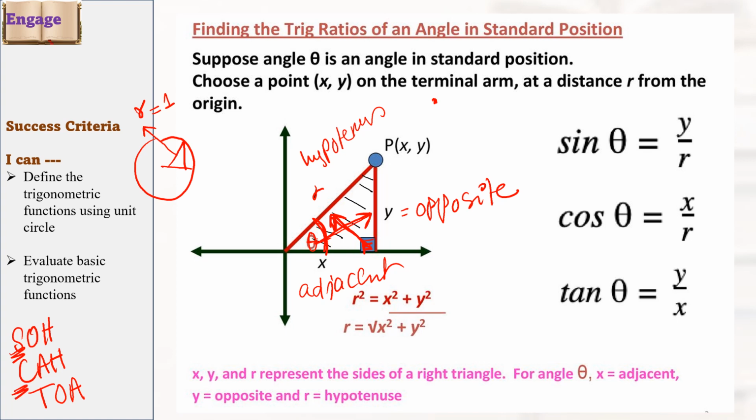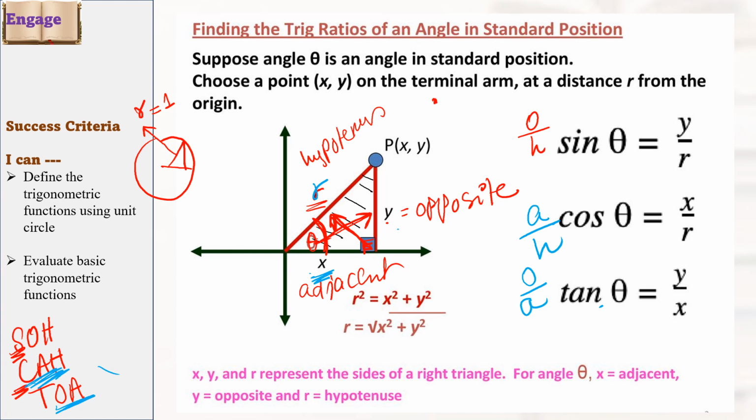Now sine theta, remember, is equal to opposite over hypotenuse. In our case, opposite is y and hypotenuse is r. Now let's take the other part, cos theta. If you see here, it's Kah, that is adjacent over hypotenuse. And in our case, adjacent is x and hypotenuse is r. And tangent theta, this is the Toa, that is opposite over adjacent. In our case, opposite is y and adjacent is x.